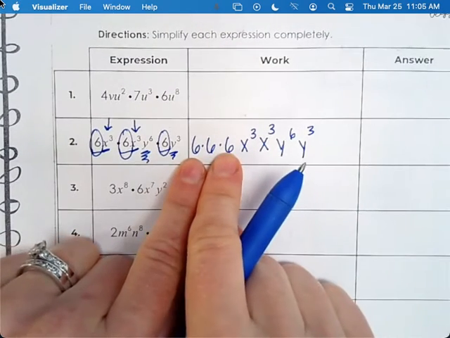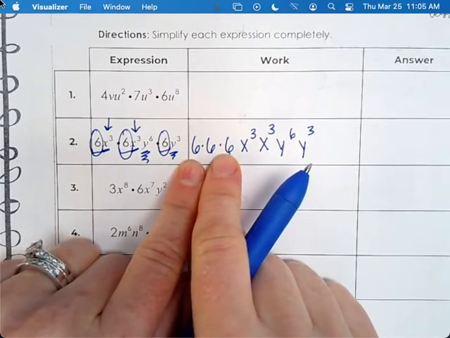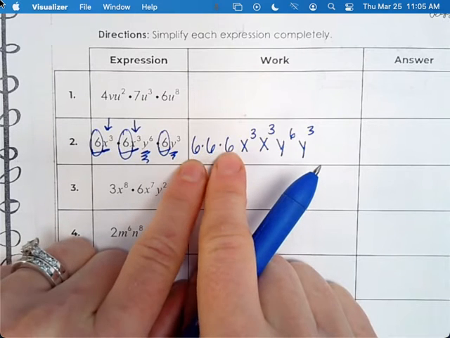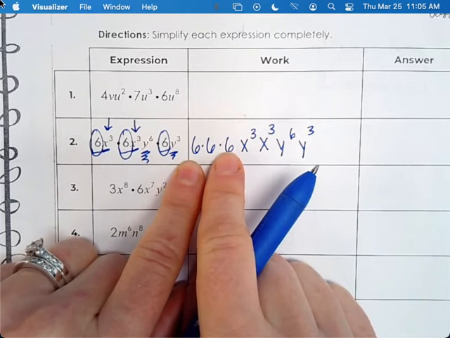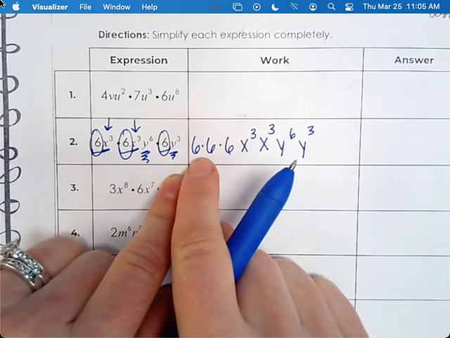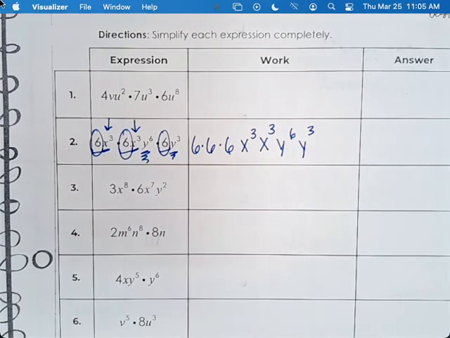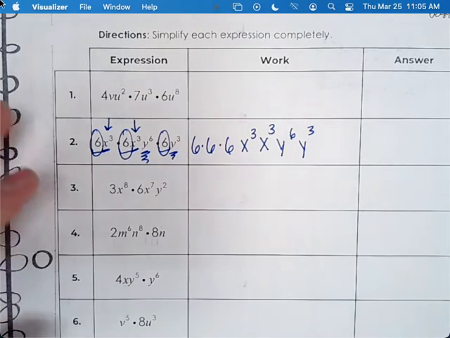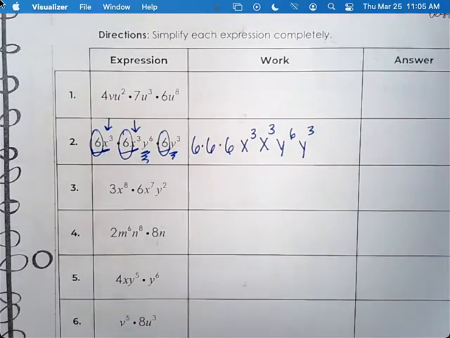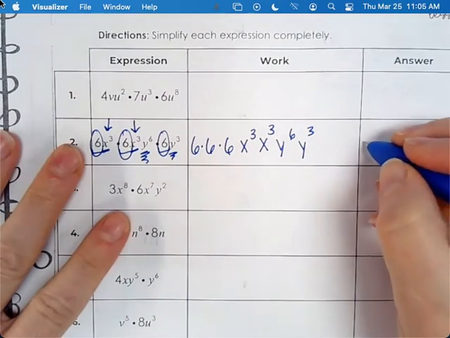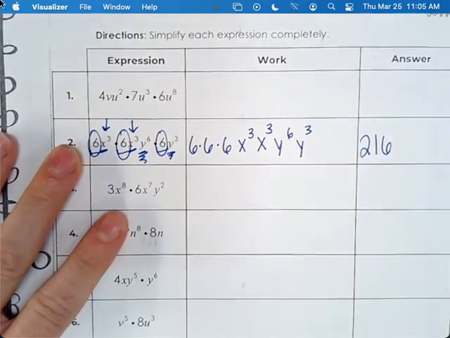So with these numbers out front, we multiply. We do 6 times 6 times 6 because it is multiplication. So go ahead and find what that is. We can use our calculator on that. What is 6 times itself 3 times? Oh my gosh, that was loud. What is it? Yeah, 216.